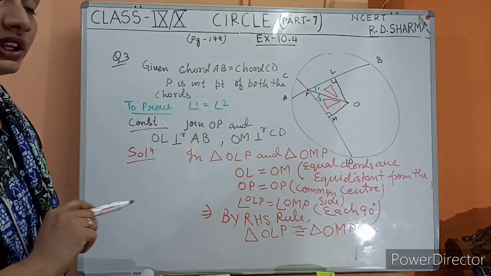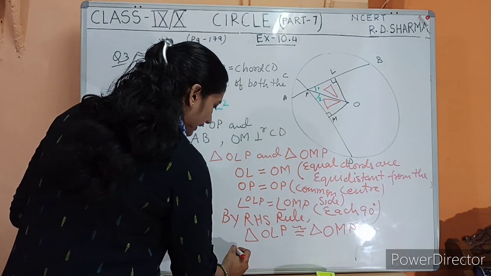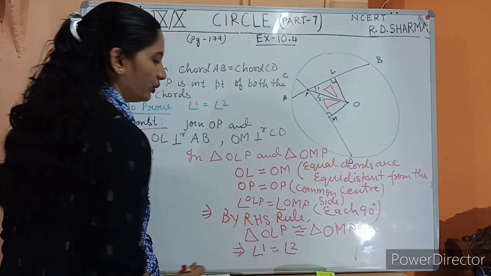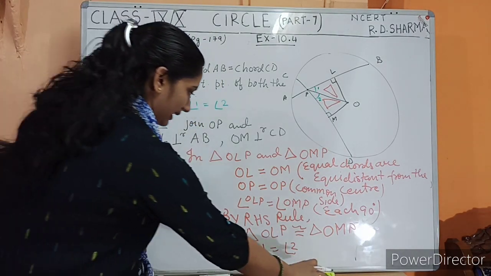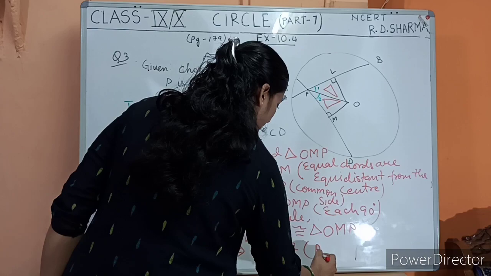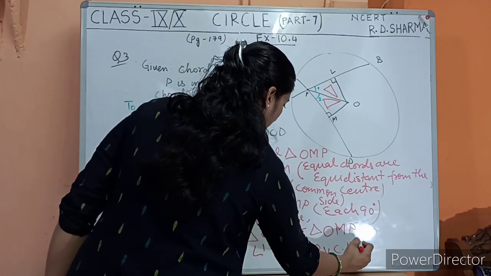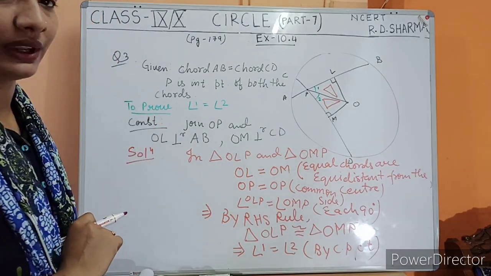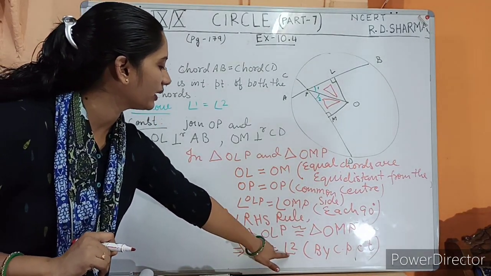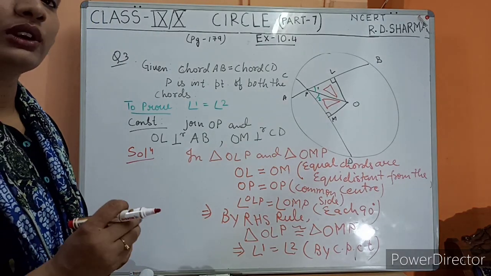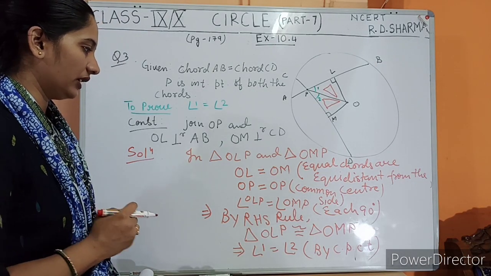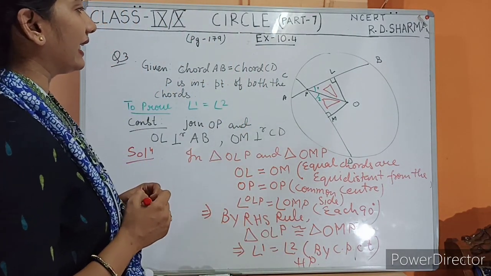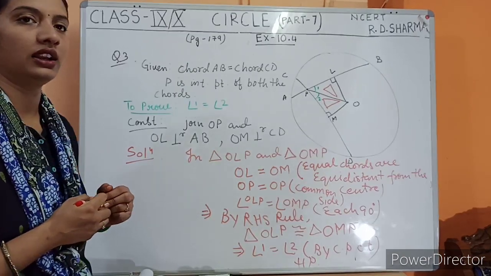ठीक है? कॉन्ग्रुएंट होने के बाद can we write here as angle 1 must be equal to angle 2. What is the reason? What do you think? Yes, you are right. The reason is by CPCT. अगर दो ट्राइंगल कॉन्ग्रुएंट है तो उसका करस्पॉन्डिंग पार्ट भी इक्वल होगा. मतलब angle 1 must be equal to the angle 2. And that only thing we need to prove. So here we will just write hence proof. We have shown that angle 1 is equal to the angle 2.